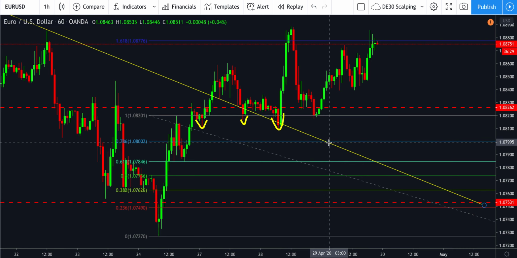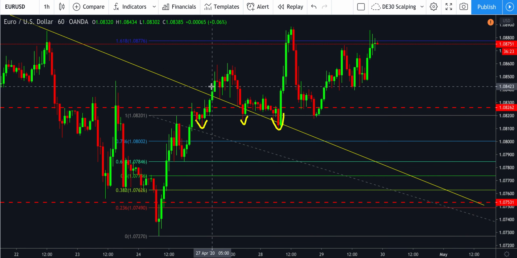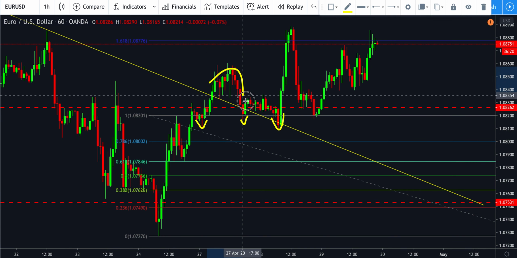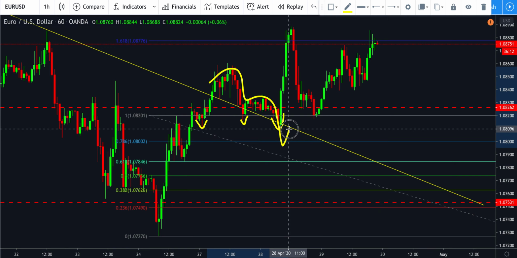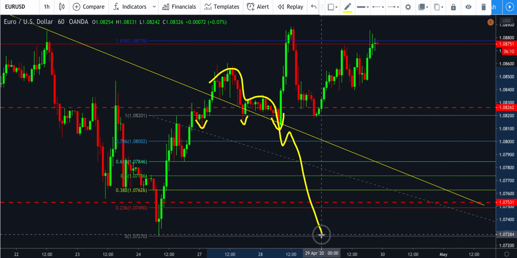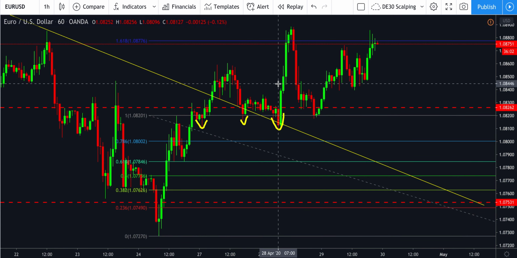We had also the other scenario where price would do a fake breakout, like here would be a fake breakout, and then price would form a head and shoulders pattern, just to crash and to retest the low. This didn't happen, and like I said, it doesn't matter.